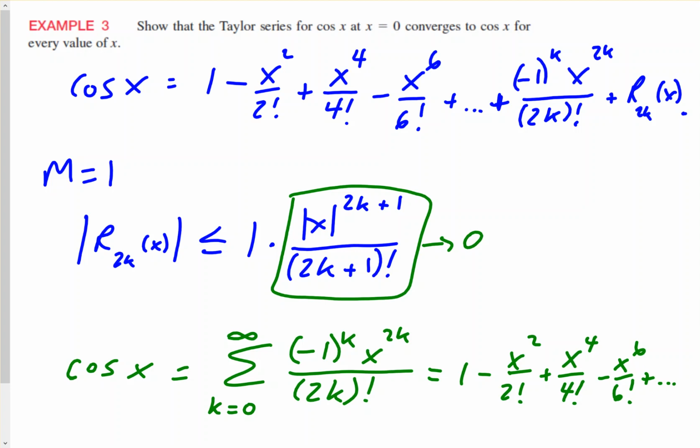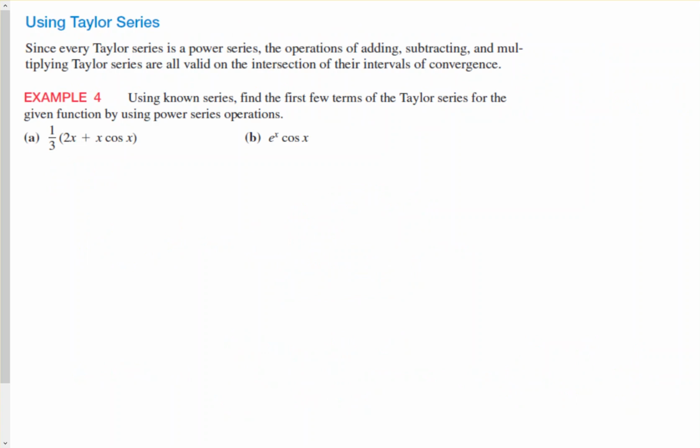Okay, so let's take a look at our next example using Taylor series. So we could use Taylor series and perform operations of adding, subtracting, multiplying. These are all valid operations, okay, on the intersection of their intervals of convergence. So we could use operations like these to figure out the first few terms of a Taylor series when they give us problems of combining these functions in certain ways. So in example 4, it says find the first few terms of the Taylor series for the given function by using power series operations.